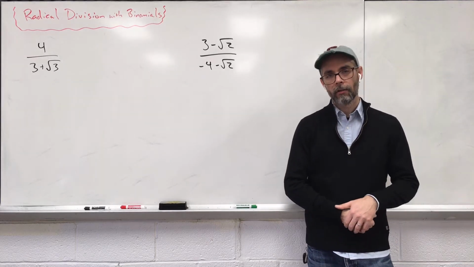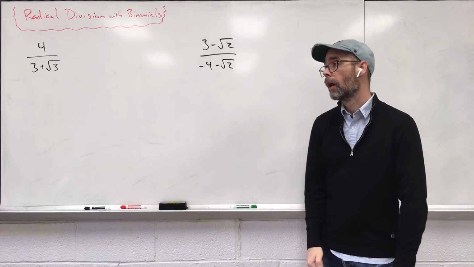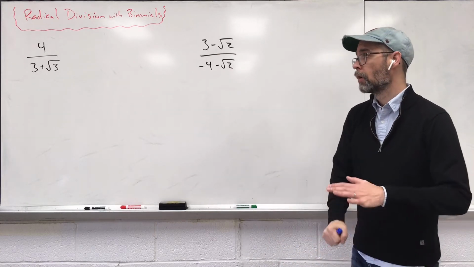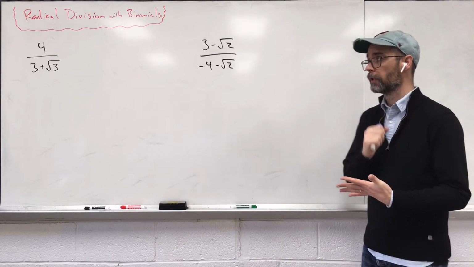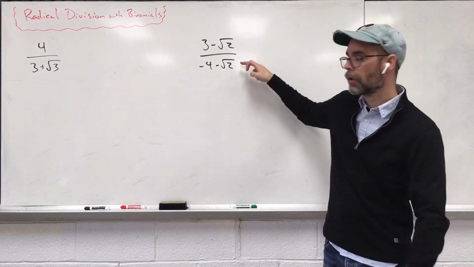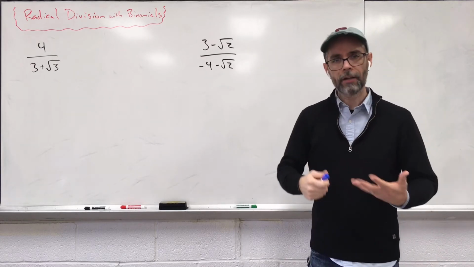Hi, today we're going to do some radical division with binomials in the denominator. Whenever you have a binomial, meaning two groups down on the bottom, whenever we're dealing with radicals, whenever we're dealing with fractions, you are never, ever, ever allowed to have a radical downstairs in the bottom of the fraction. So we have to do something called rationalize the denominator.